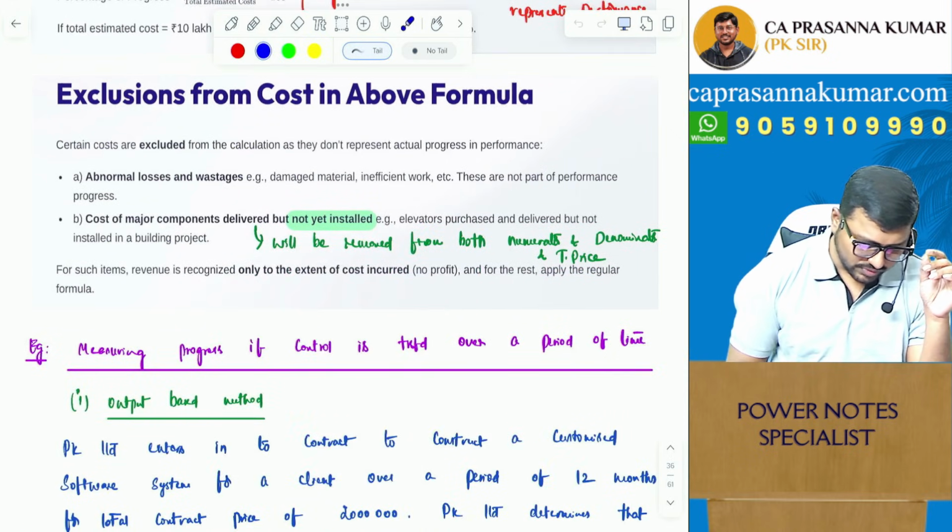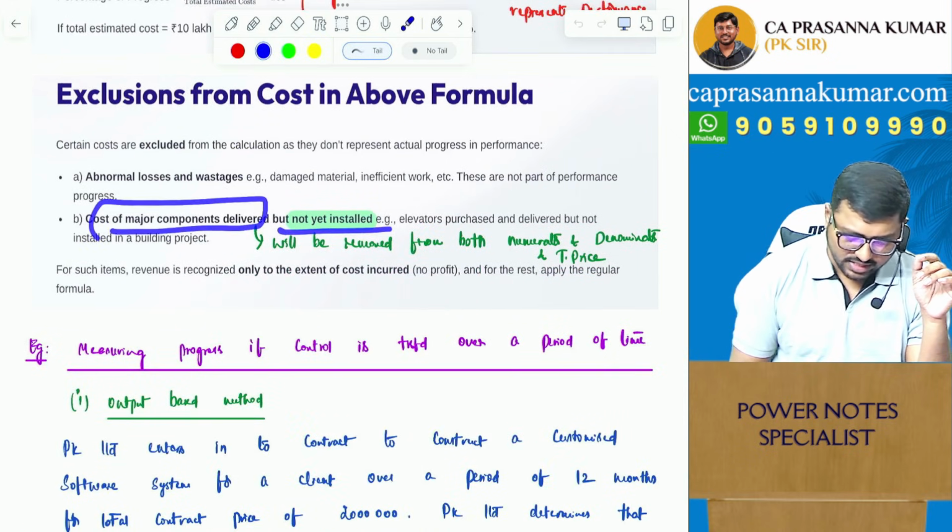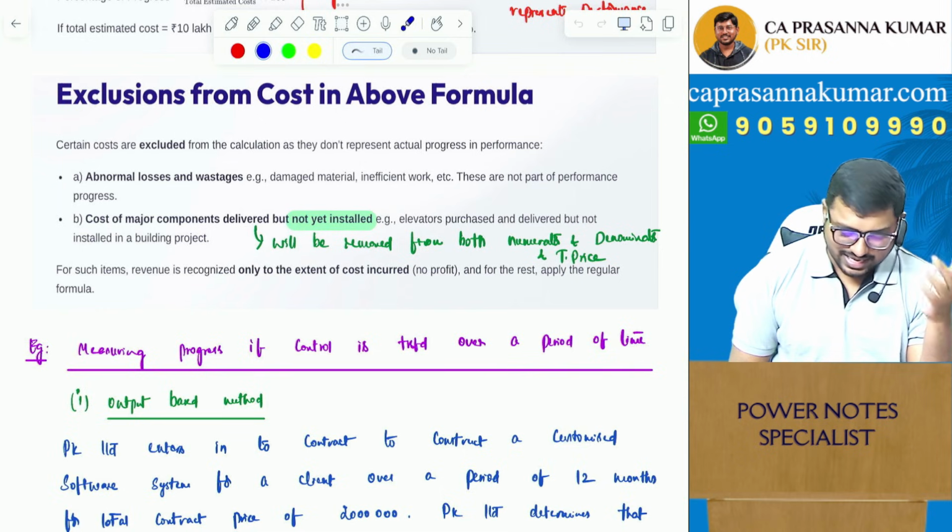However, this is the twist. Cost of major components delivered but not yet installed, like elevators and stuff like that, will be removed initially.